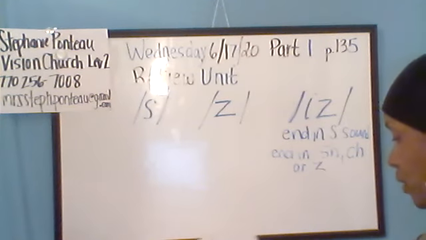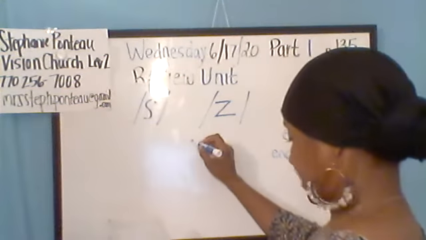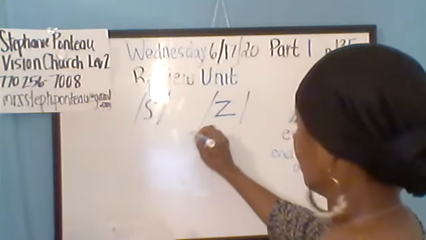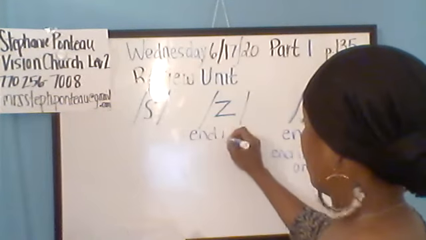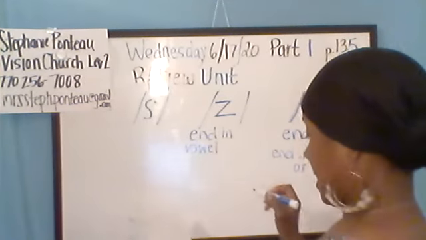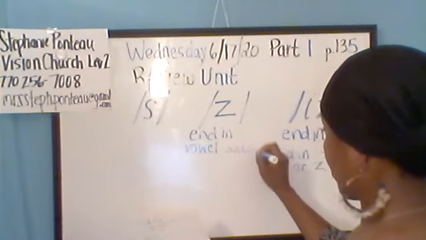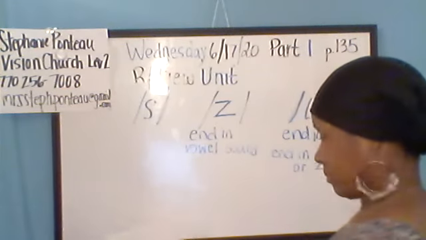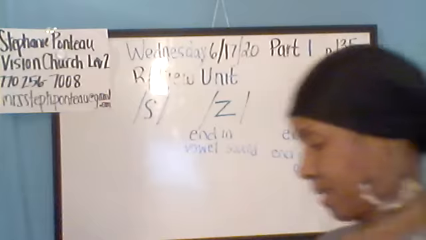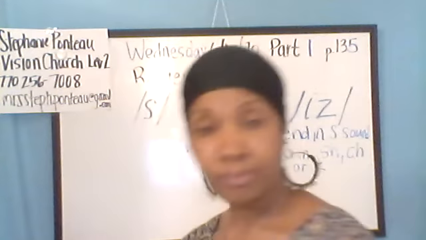And then for the Z sound, these will be words that end in a vowel sound. You know, sometimes words have a vowel sound, but it's not a vowel. And you'll see that as well. All right, so let's try this out. So we'll see how these rules work out for you.